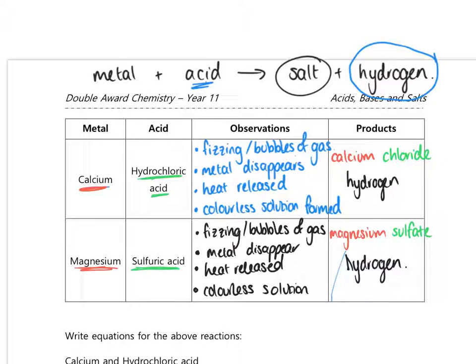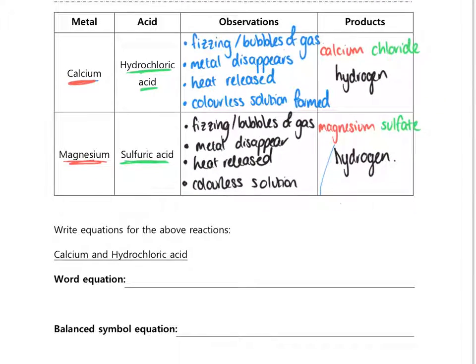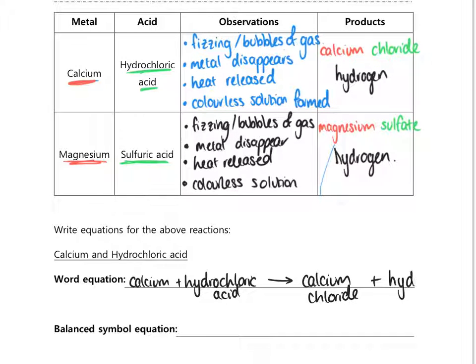Okay, so we're ready now to write some equations for what is happening here. First of all, we're writing equations for the reactions that are in the table. Very simply, we just need to write our reactants on the left. So that's calcium and hydrochloric acid on the left, and that's producing our salt, which is calcium chloride, and hydrogen. Again, that fits our general equation of metal plus acid gives us a salt plus hydrogen.